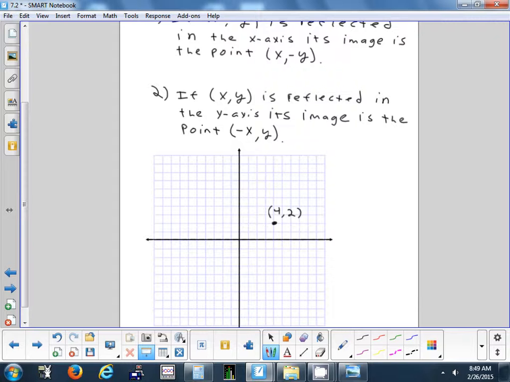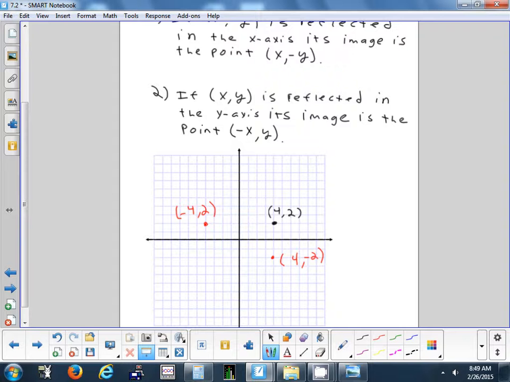So for example, if you reflected (4, 2) over the x-axis, we go right there. (4, -2). So notice the y value became negative. If you were to reflect this over the y-axis, we go right there. It would be (-4, 2). The x value became negative. Okay, any question on that? So that's a shortcut for flipping over the x or the y.